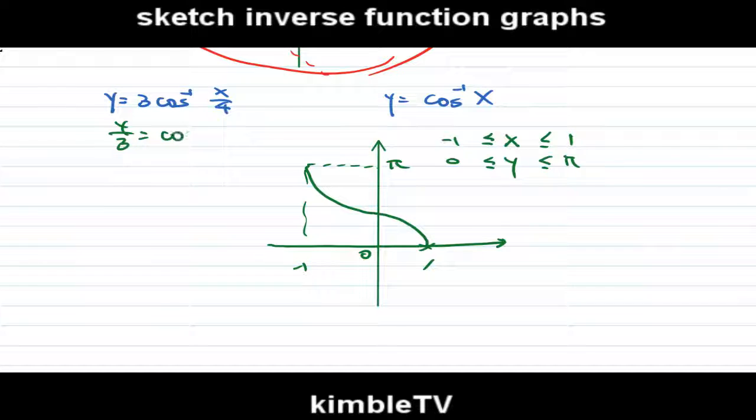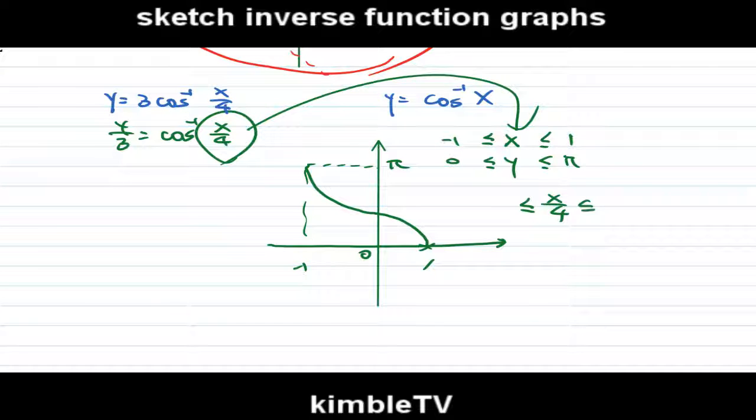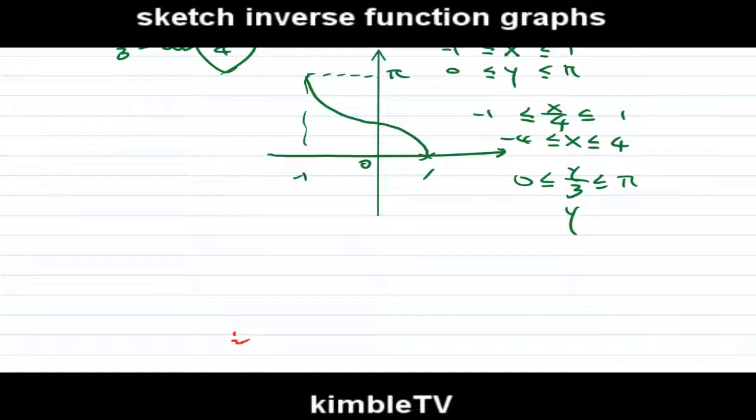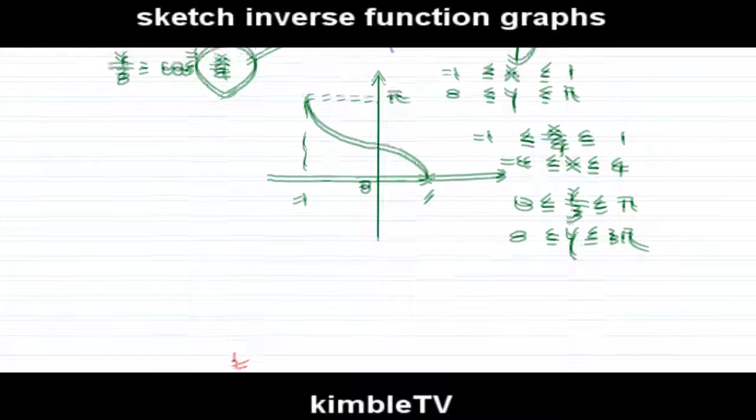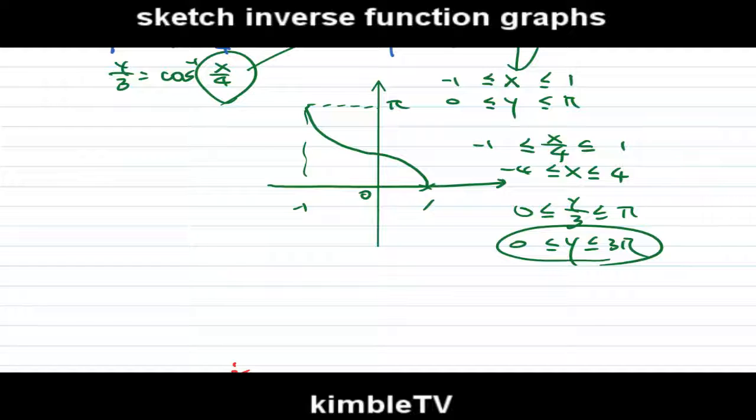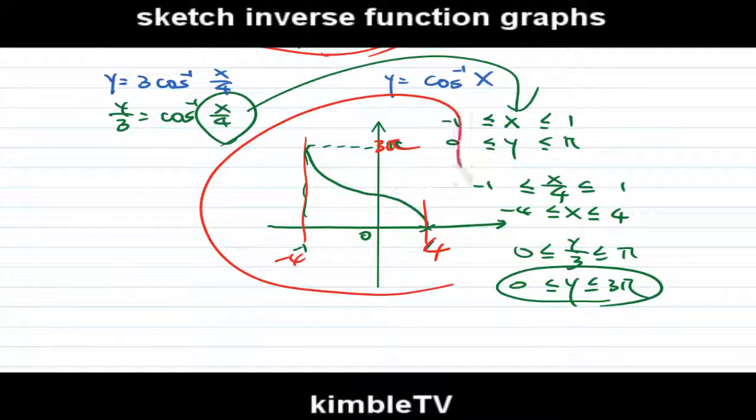Y on 3 equals cos shift x on 4. X on 4 is put into this one. X on 4 between minus 1 and 1. X is between minus 4 and 4. Y on 3 is between 0 and pi. Therefore, y is between 0 and 3 pi. Okay, this one range 0 and 3 pi. This must be 3 pi, and this one is 4 and minus 4. Yeah, this is the exact graph.